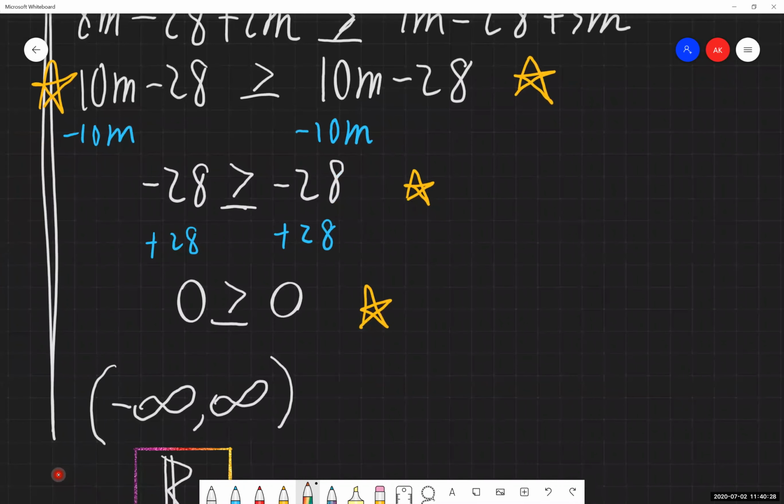Because where is something greater than or equal to itself? It's going to be equal to itself everywhere, so any number you plug in will make this statement true, which is really nice.